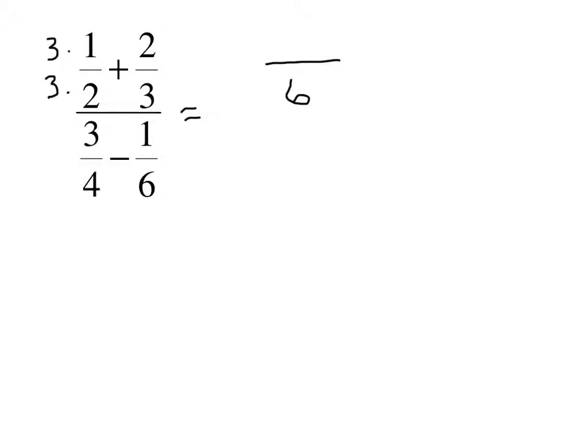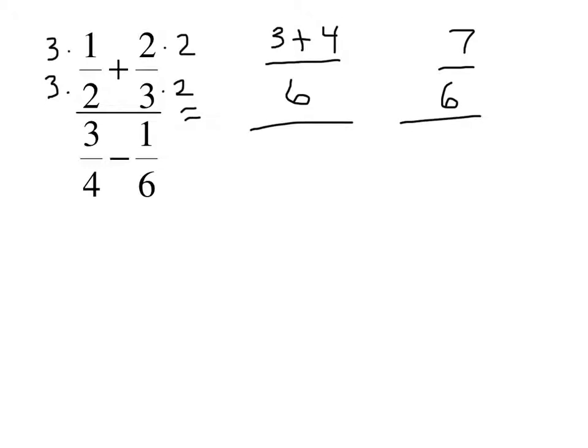So that gives us 3/6 plus, we have to fix this fraction so it has 6 in the denominator. Multiply numerator and denominator by 2. And so we have 4/6. 3/6 plus 4/6, let's go ahead and write that out, is 7/6.